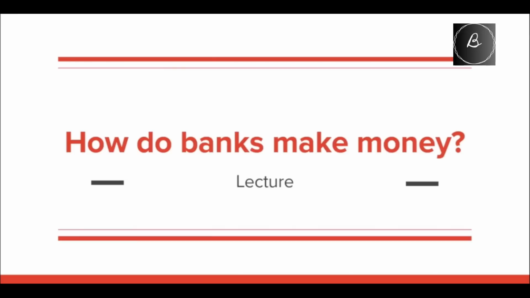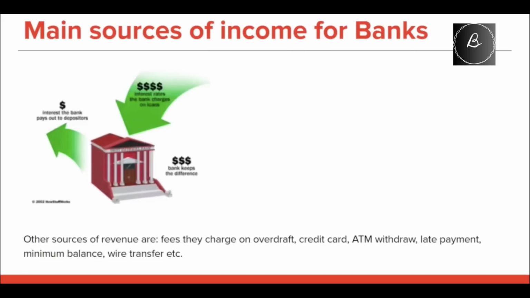Hi, have you ever wondered how banks make money? Let's take a quick look at how they do so. Banks give loans to individuals and enterprises, and they charge interest to them. The interest that they charge on these loans is more than the interest that they give to depositors, and this difference between the interest rates is what banks earn.